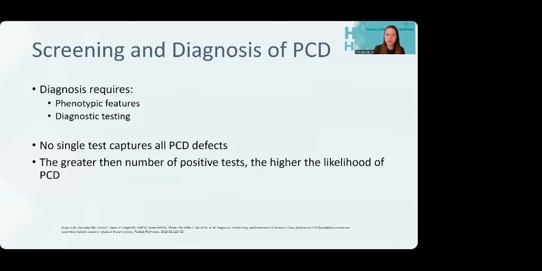So how do we diagnose PCD? First, you have to have the phenotypic feature. So do you have signs and symptoms that suggest you have PCD? And if so, we move on to diagnostic testing. There's no single test that captures all PCD patients to have a diagnosis. So in the testing protocols in general, the more tests you have that are positive, the more likely it is that you have primary ciliary dyskinesia. And some appear to be more definitive than others.